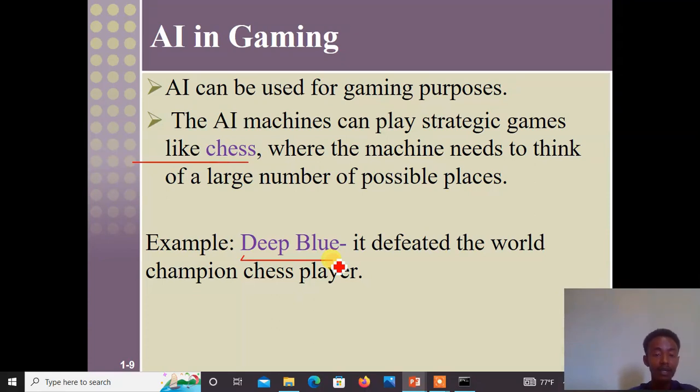Artificial intelligence which defeated the world champion chess player.